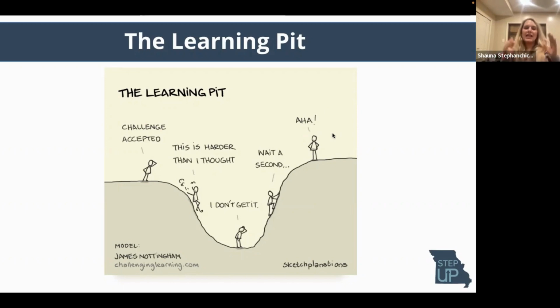And this work has become famous when we talk about student agency. This is a great visual representation for students to help realize learning is hard. And there's going to be a time where you just don't get it.